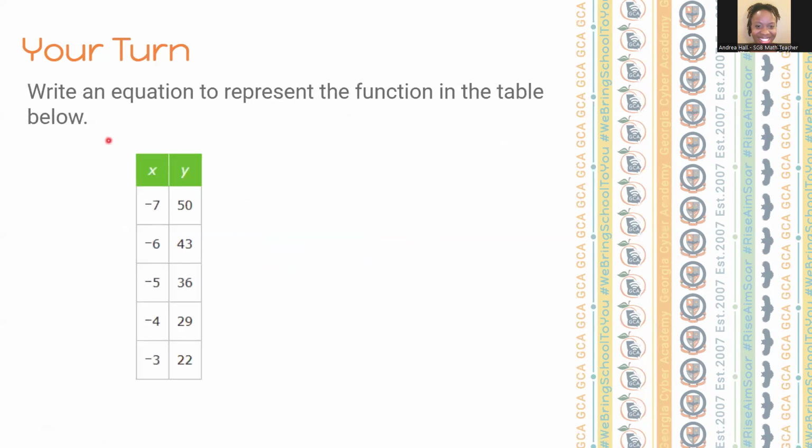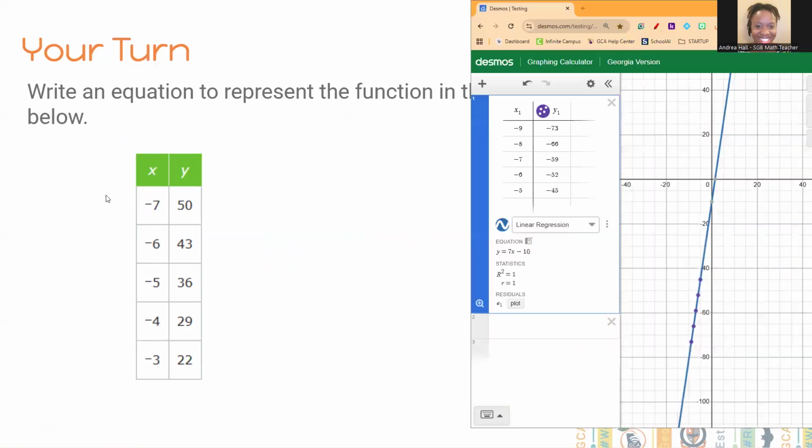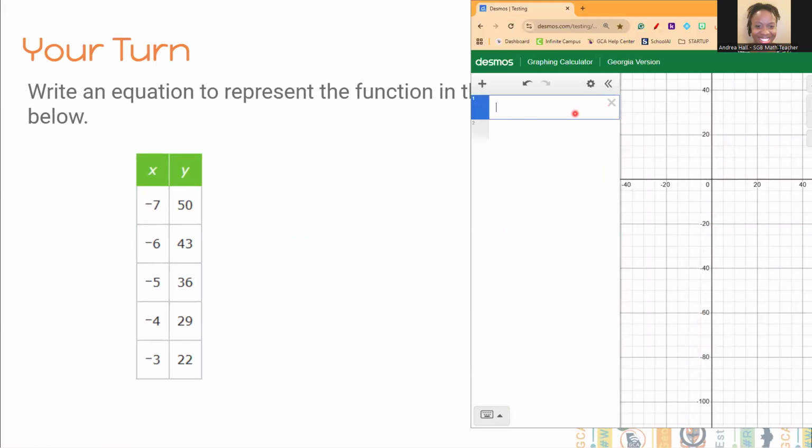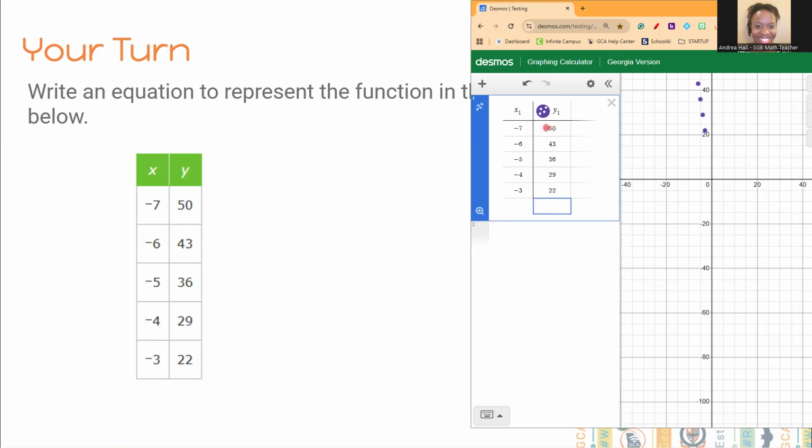All right, here's another one. Write an equation to represent the function table below. I'm going to go ahead and use our shortcut, because why not? Go ahead and pause the video. Try doing this yourself on your calculator. All right, welcome back. You're going to click the plus arrow, click table. And then you're going to enter in your x values: -7, -6, -5, -4, -3. My y values are 50, 43, 36, 29, 22. There we go.